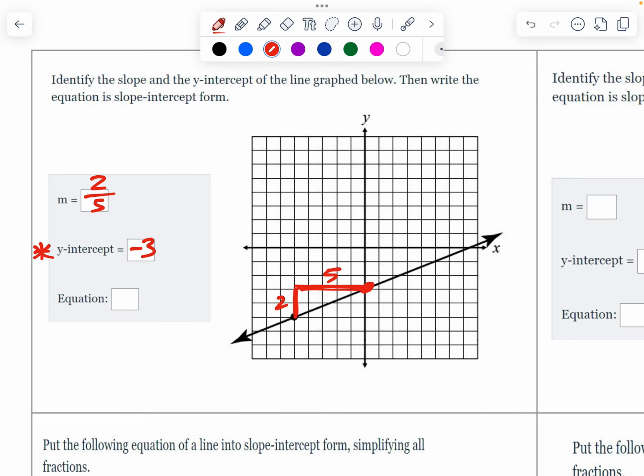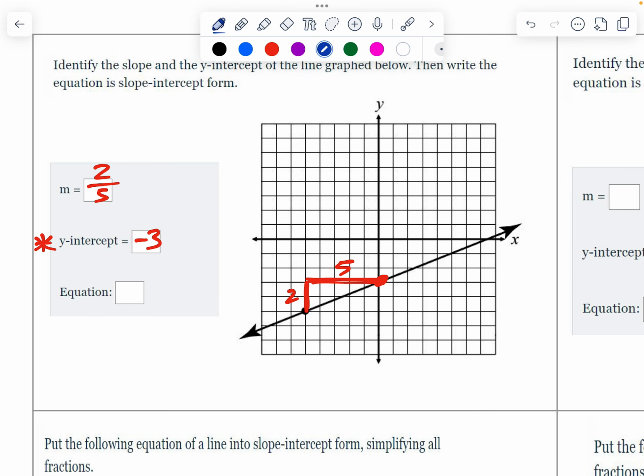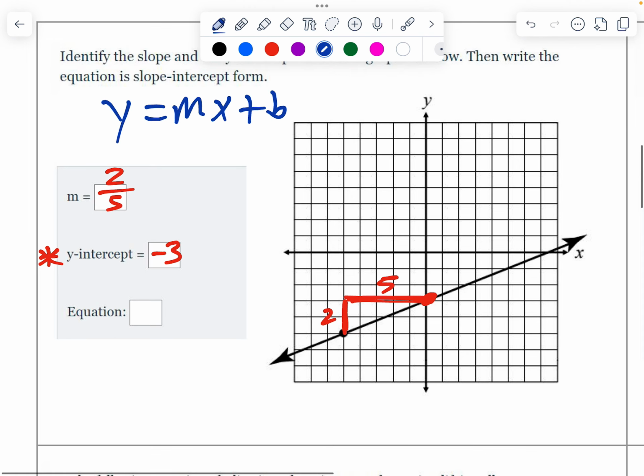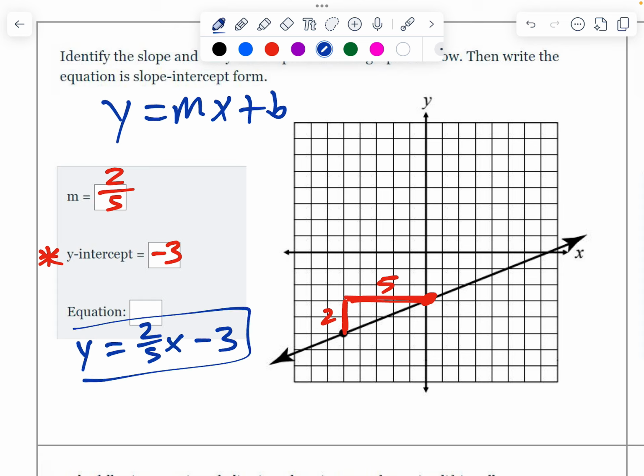And so once you have your m and b, remember, slope-intercept form looks like this: y equals mx plus b. And so my equation, this is kind of a small box here, so I'm going to do it below. Y equals m, which is 2 over 5x, minus 3. Now, I've given this quiz 3 times now, and a lot of people are just forgetting to put the x. Don't put the x here, but when you write your equation, you have to have that x with the slope.